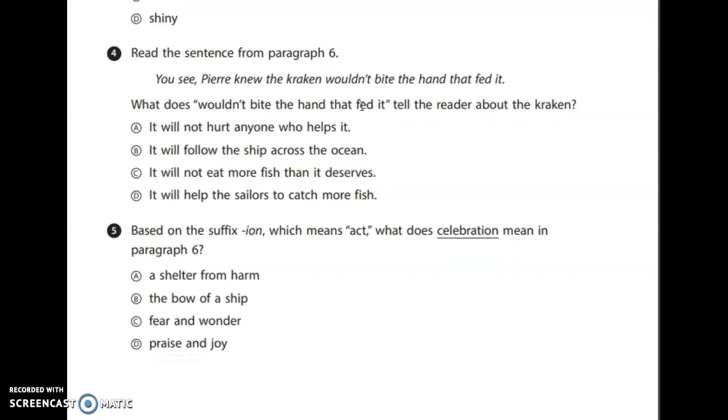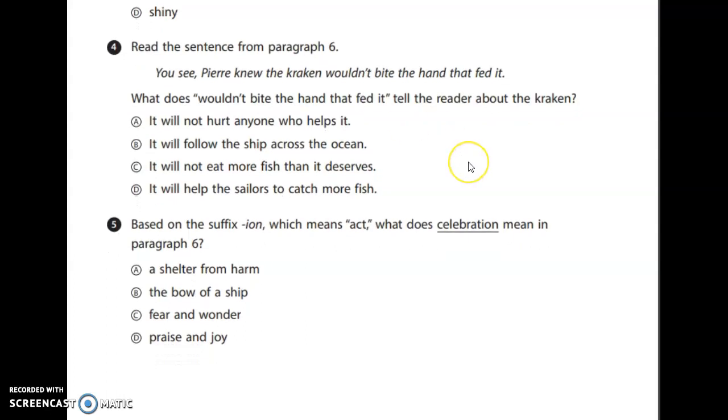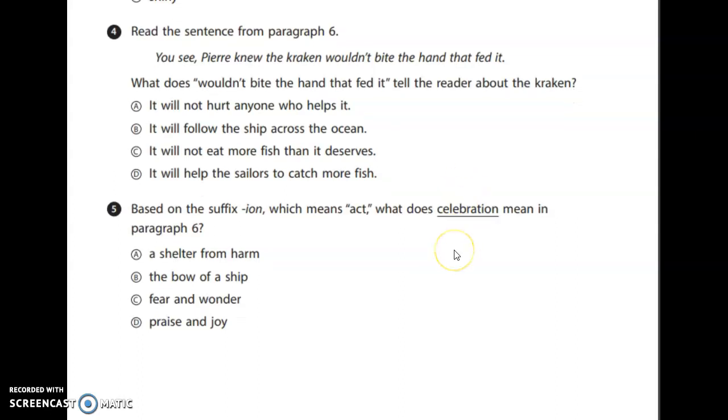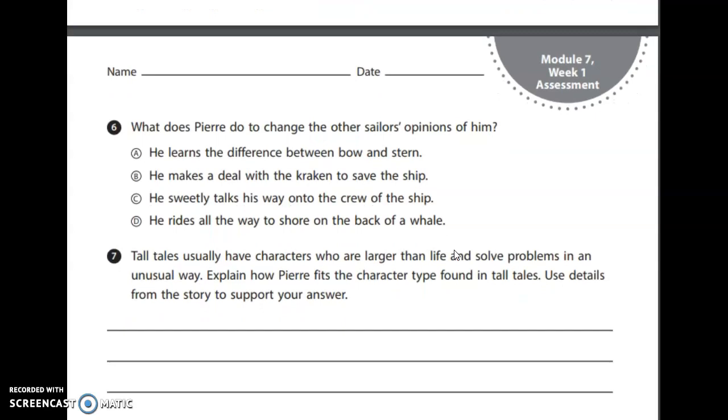Number 4, read the sentence from paragraph 6. You see, Pierre knew the kraken wouldn't bite the hand that fed it. What does "wouldn't bite the hand that fed it" tell the reader about the kraken? Number 5, based on the suffix ion, which means act, what does celebration mean in paragraph 6? Number 6, what does Pierre do to change the other sailors' opinions of him?